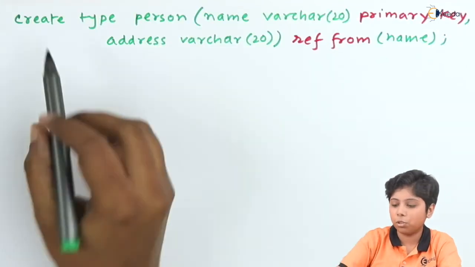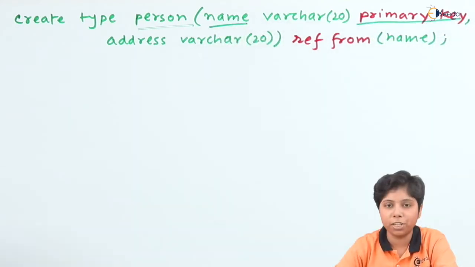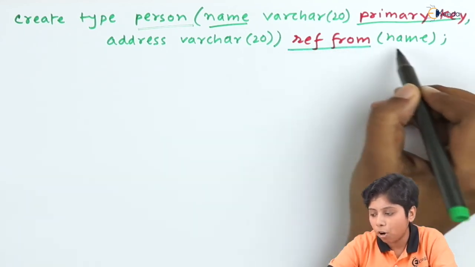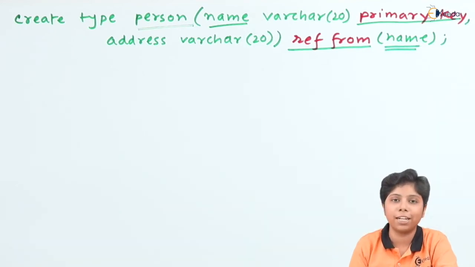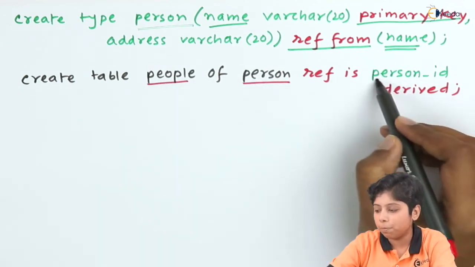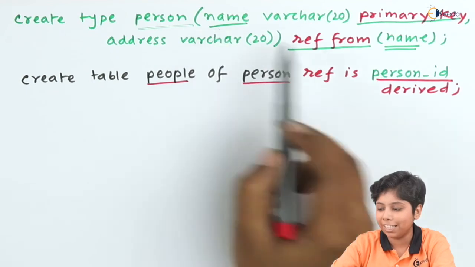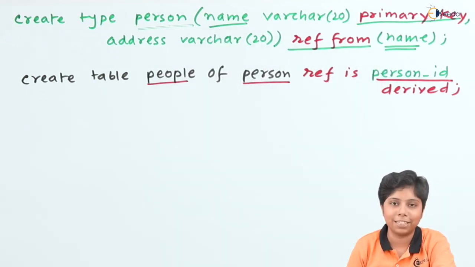See here, create type person, the data type object person, as the name I have mentioned is the primary key. If I am mentioning some attribute as the primary key, I can use the keyword ref from on the primary key to refer to that actual data type object person. Now how will you use it inside the departments table? We can see that we are creating the people on the person data type object, referring to the person ID which is derived. Derived means it will be derived from the primary key name, which is the reference from on the person data type object. Now we can directly put the name and it will go for the self-referential attribute.